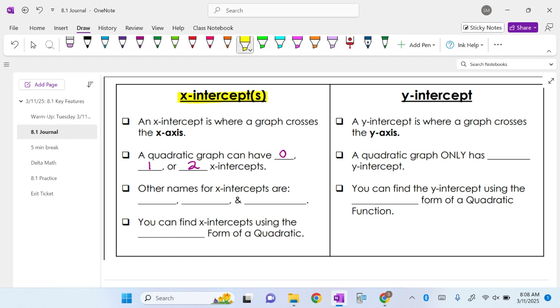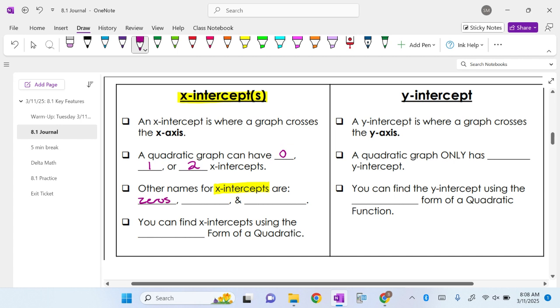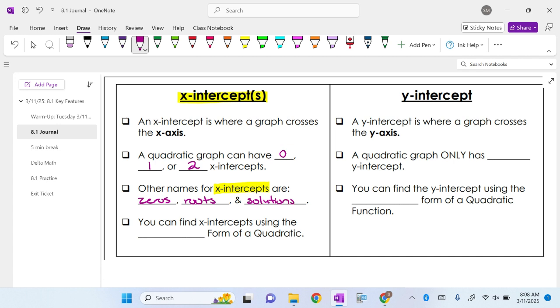Now, some other names for x-intercepts that you will hear a lot, so it's a good idea to note them down, is zeros, roots, and solutions. So just know that those three words are interchangeable with x-intercepts. If I ever ask you to find the zero of a quadratic function, you're going to find the x-intercepts. If I ask you to find the solution of a quadratic function, x-intercepts. The roots, x-intercepts. You will see those three words a lot, not just in this class, but in Math 2 and Math 3.